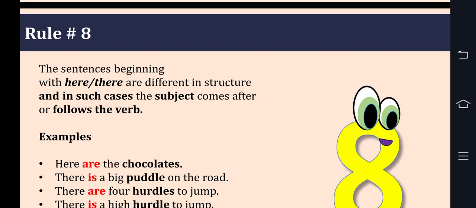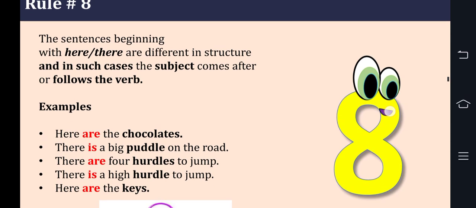Hope you are following. Now we will see rule number 8. The sentences beginning with "here" or "there" are different in structure, and in such cases the subject comes after, or follows, the verb. Examples: Here are the chocolates. There is a big puddle on the road. There are 4 hurdles to jump. There is a high hurdle to jump.